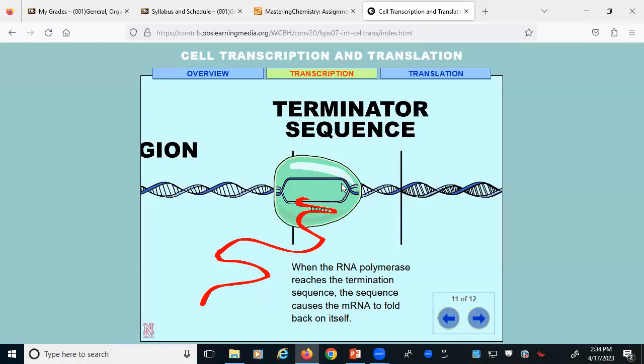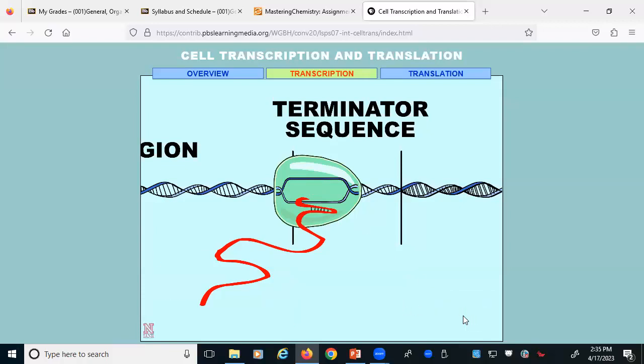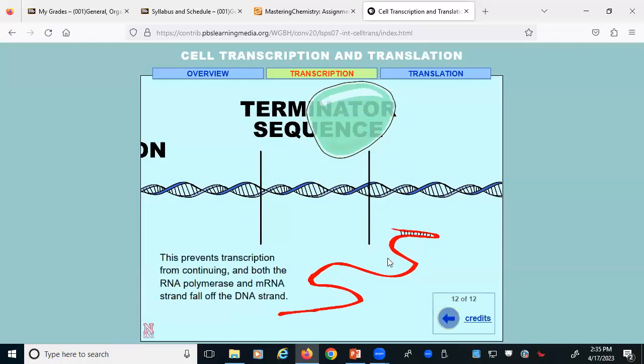And so the RNA polymerase stops copying. The RNA gets detached. And there's my messenger RNA strand. That messenger RNA strand now can exit the nucleus and head out to the cytoplasm. And in the cytoplasm, that's where the transfer RNA is. That's where the ribosomes are to start building out the protein.